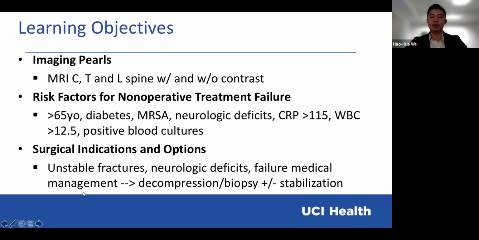And finally, the surgical indications and options are unstable fractures, neurologic deficits, and failure of medical management. You can consider decompressing and getting an open biopsy with or without stabilization.